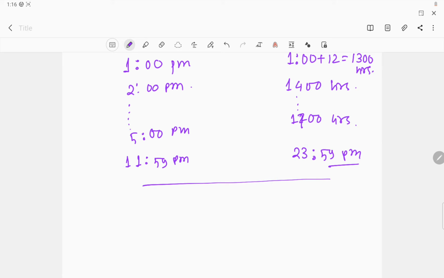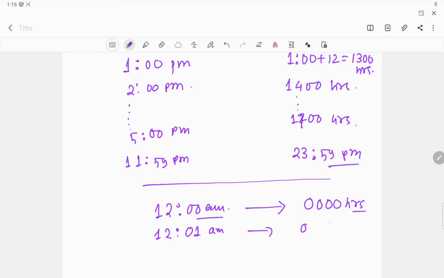But what would be the time at 12 a.m., that is at midnight? For 24 hours it will be 0000 hours, right? When it is 12:01 a.m., it will be 0001 hours. Okay.